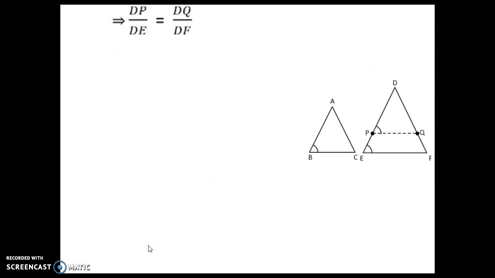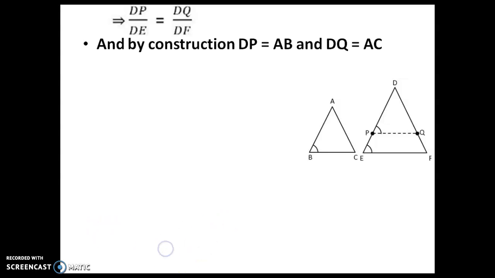Then again we are taking the reciprocal of this proportion. After taking the reciprocal, by construction DP is equal to AB and DQ is equal to AC. We only constructed it, so AB is equal to DP by construction. So we can replace DP and DQ with AB and AC in this fraction.